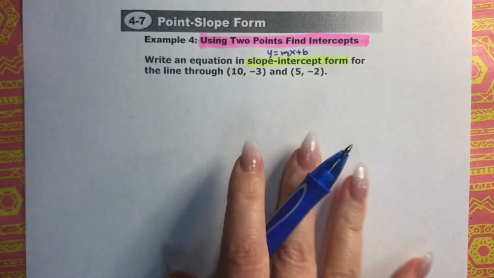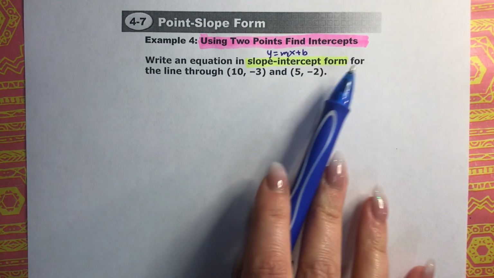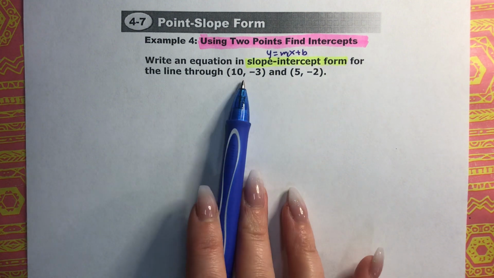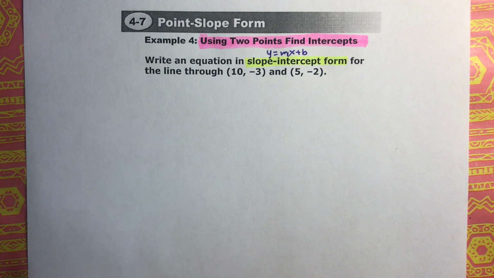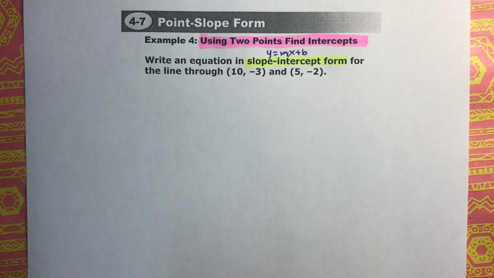It tells you 2 things. What are they? Yes, the slope and the y-intercept, for the line through these 2 points. So we're going to have these 2 points, we're going to end up writing it in slope-intercept form, and we're really going to try at the end of the day to find the x and the y-intercepts. Let's go ahead and get started.